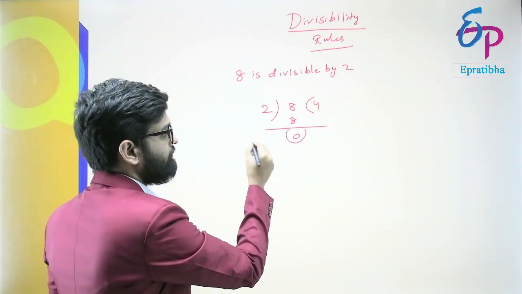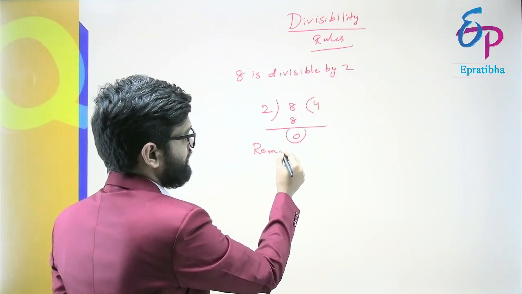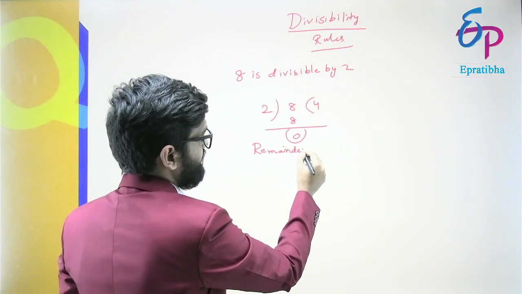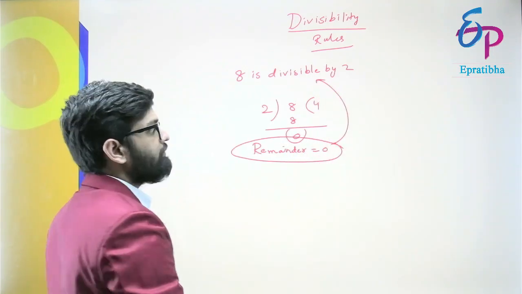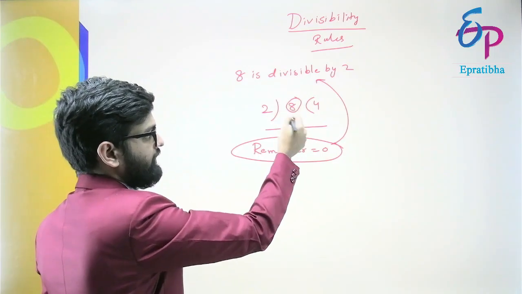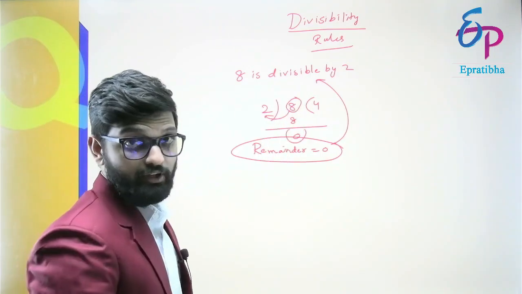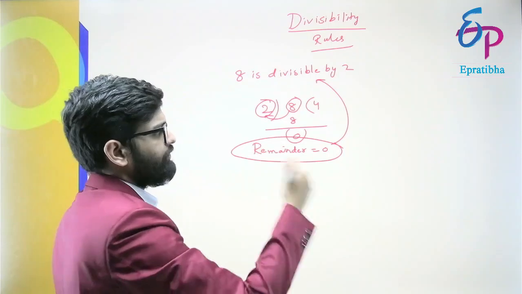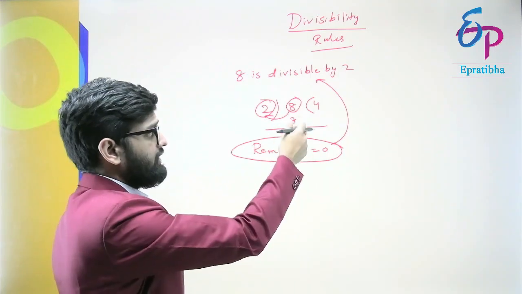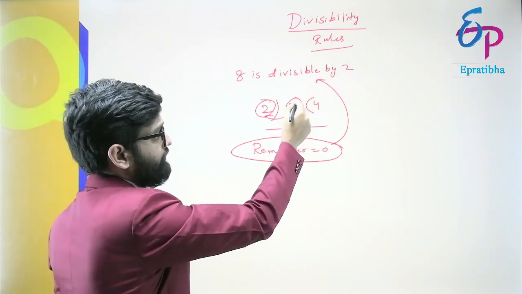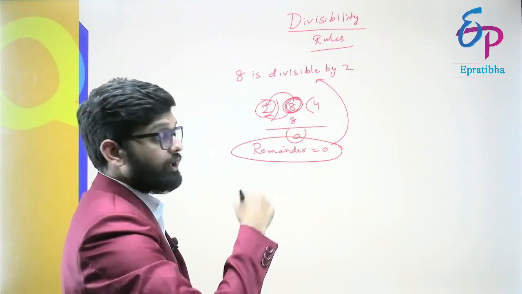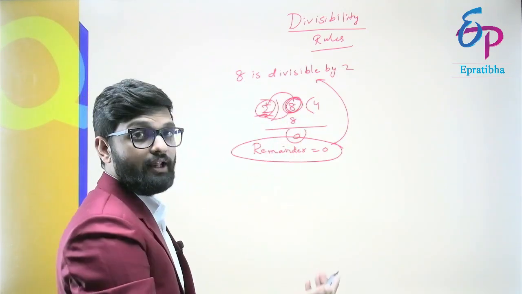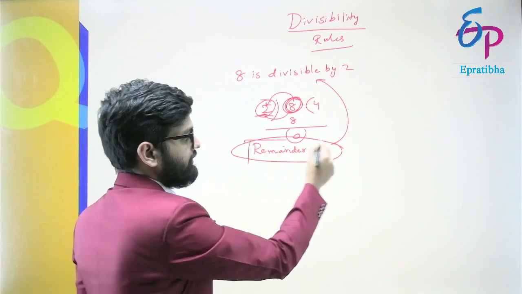Whenever you are getting the remainder as 0, this is very important, then you can definitely tell that that particular dividend is divisible by this divisor. We'll see the remainder theorem and what dividend and divisor are later. But this number will definitely be divisible by this number whenever the remainder is 0.